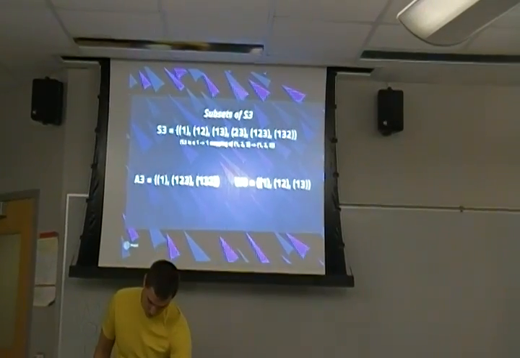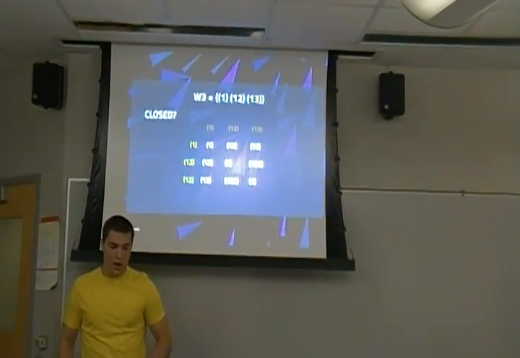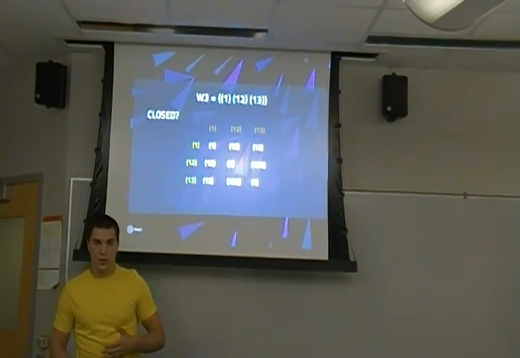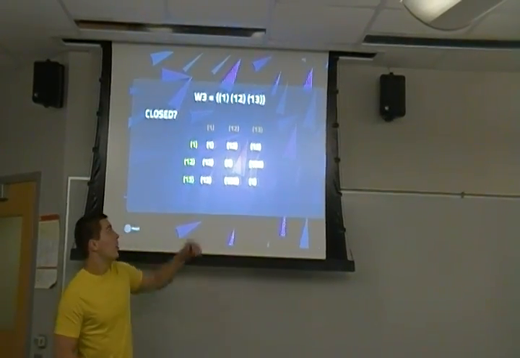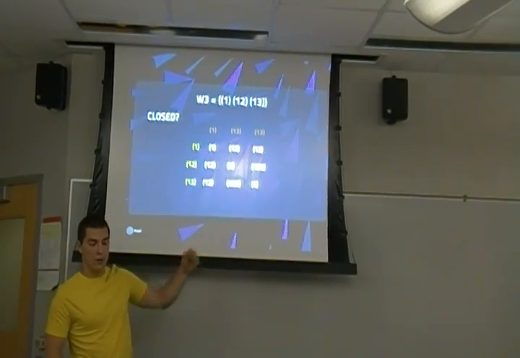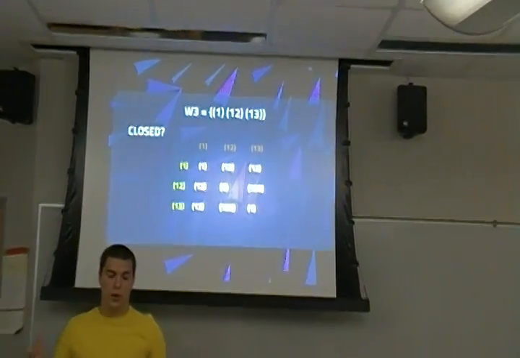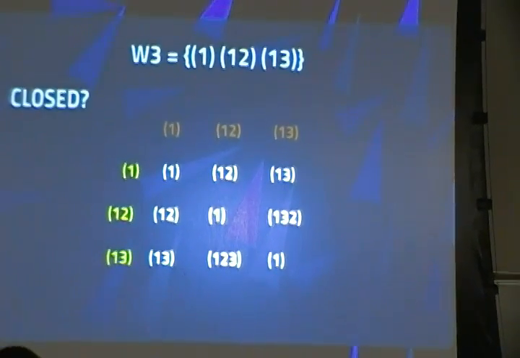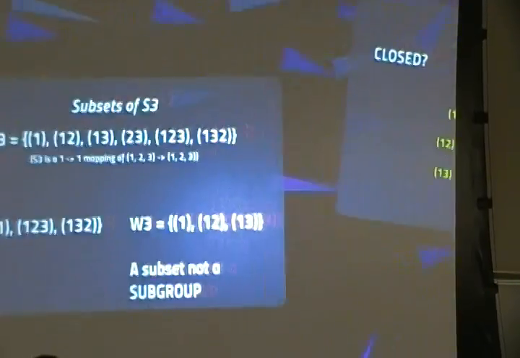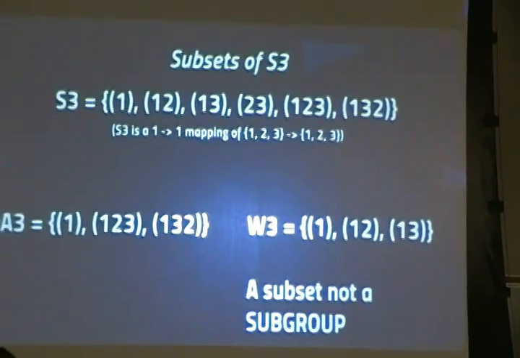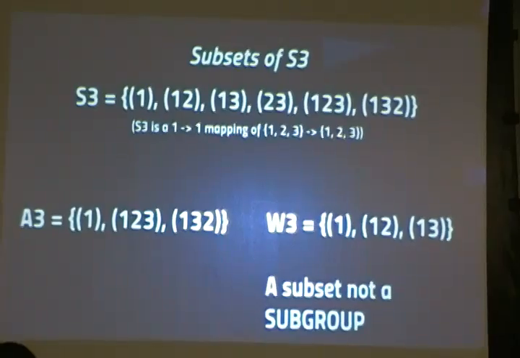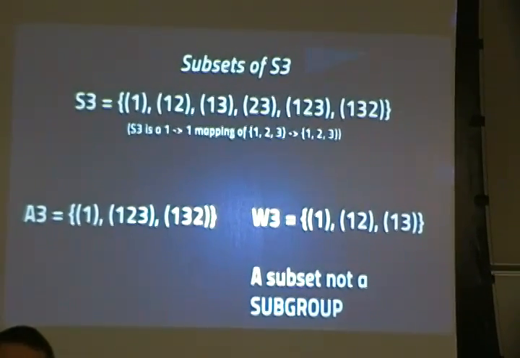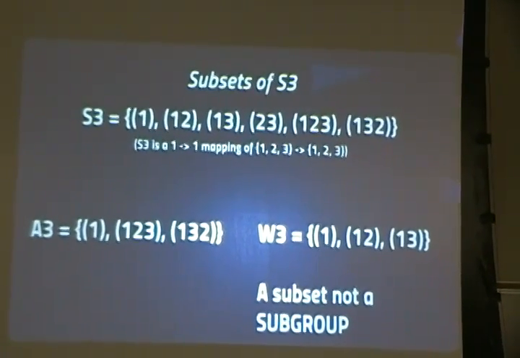We're going to start with W3. Right off the bat, we're going to check if it's closed, which is the first property of it being a group. And as you can see, when you permute the orange with the yellow, you're going to have elements that weren't in the original set W3, which makes W3 not closed. Therefore, W3 is not a subgroup because it's not a group, but it is still a subset because it has a collection of permutations from the original group, S3.